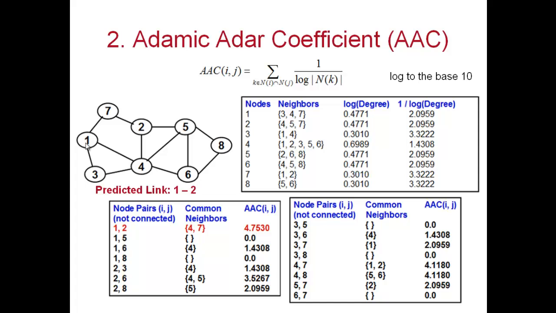2 is already connected to 4, 5 and 7. So you need to consider 2, 3, 2, 6 and 2, 8. Not 2, 1, because you already considered 2, 1 when you considered 1, 2. Now 3 is connected to 4, but not with 5, 6, 7 and 8. Then 4 is connected to 5, 6, but not to 7 and 8.